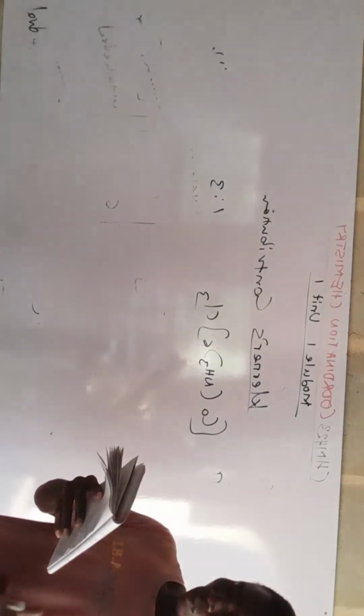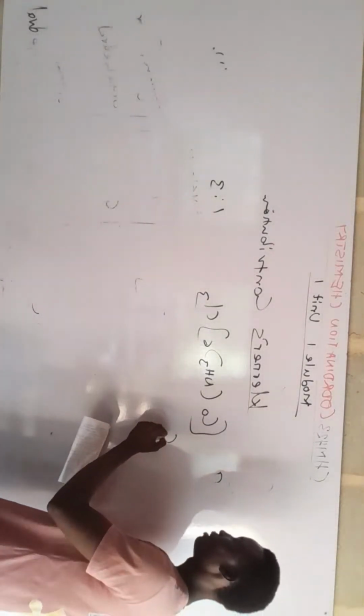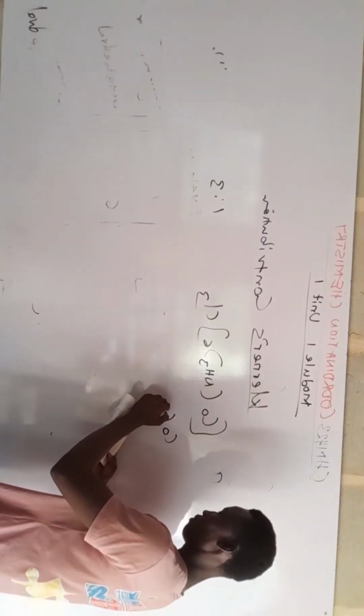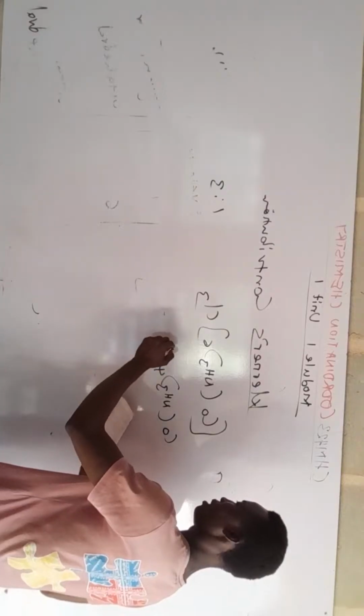Now, the next one that we also have in this place is trans Co NH3, close bracket 4, followed by Cl.